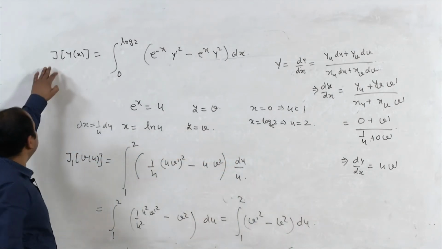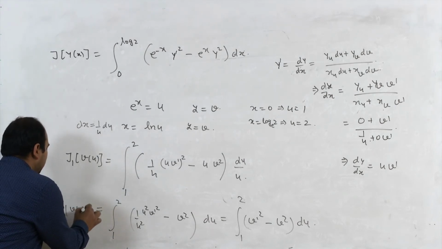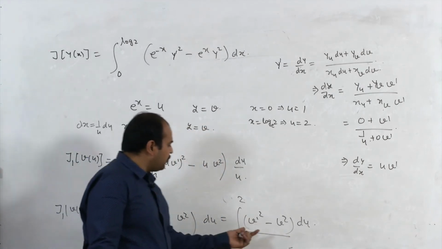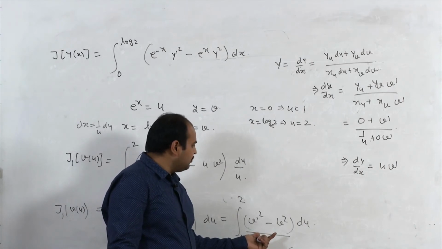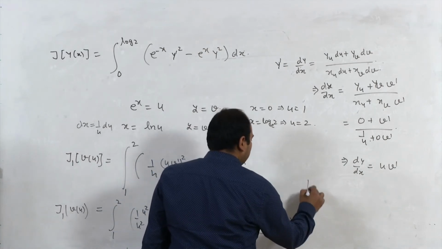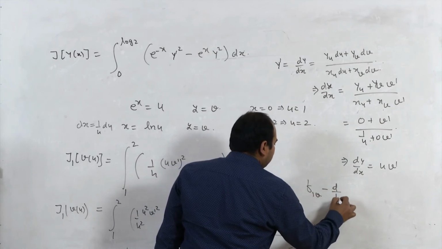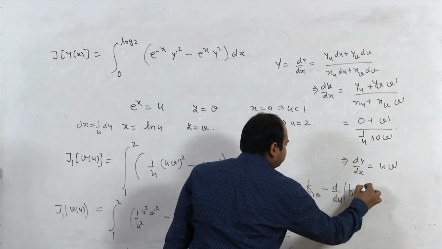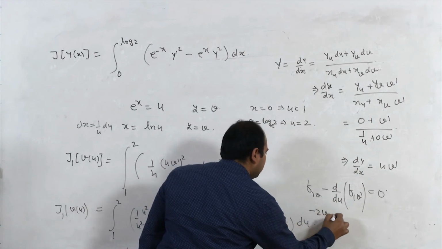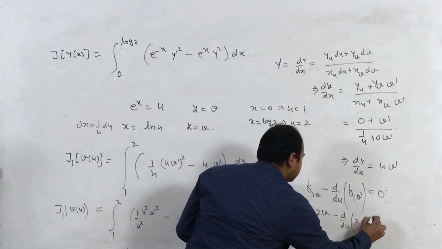So it means that this functional is now reduced to a new functional, which is given as J1 v of u, and here your integrand is v dash square minus v square. Now if you want to find the extremal of this functional, then we can apply Euler's equation in the new coordinate system: f1 v minus d by du of f1 v dash equal to 0. So f1 v will be minus 2v, and f1 v dash will be 2v dash.